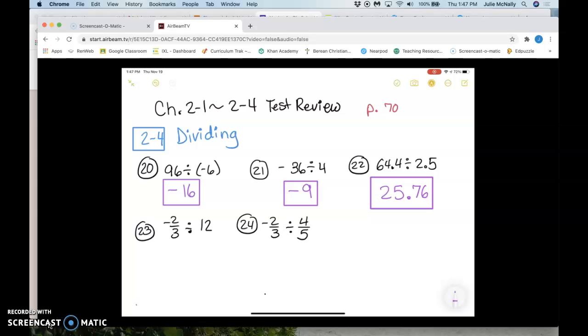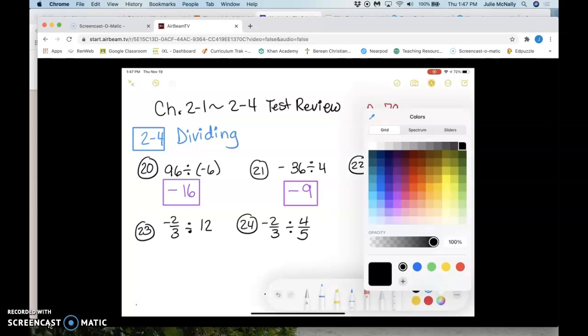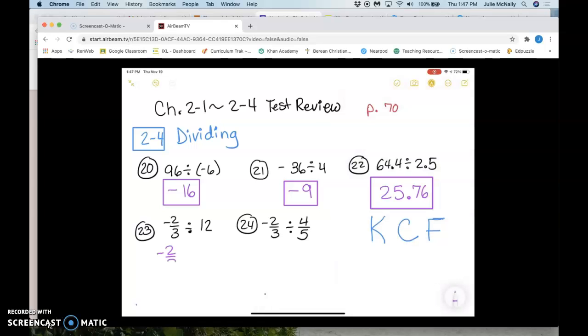Okay, now the part that I wanted to get to is the fractions where we have to use our special letters. What are they? Negative 2 over 3 divided by 12. Well, what's my letters that remind me what to do when I'm dividing fractions? KFC. Keep, change, flip. So I'm going to keep the first fraction the same. You just write it again.